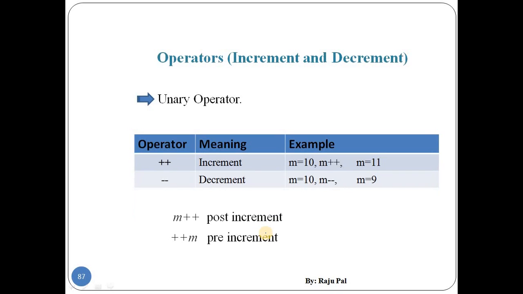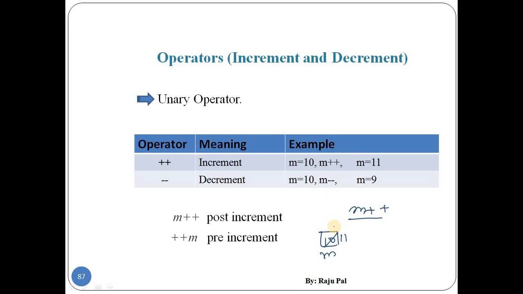We have unary operators like increment and decrement, which require only one operand. If we see in the example, let's say we have an integer operand m equal to 10, and if you are applying m plus plus, it means the location at which m is stored is going to be modified. So this location will have the value 11. So this process m plus plus will modify the value of m on the location where it is stored.